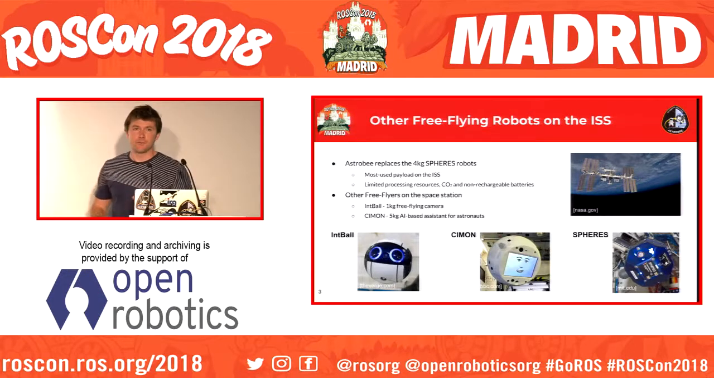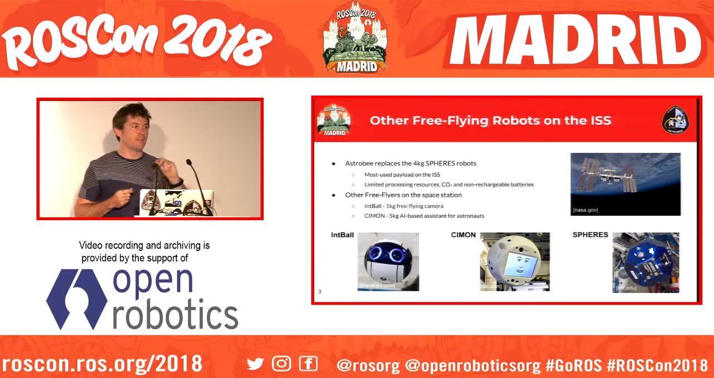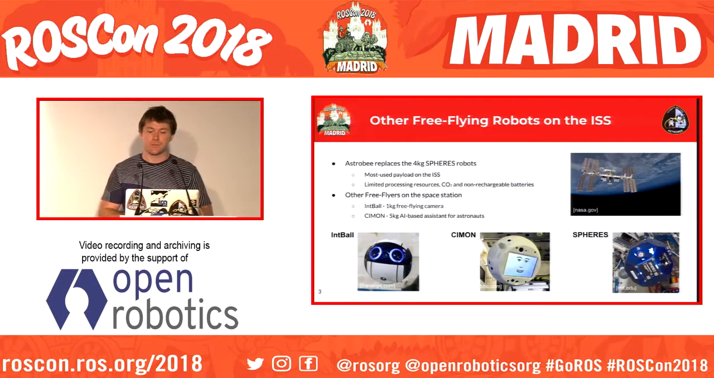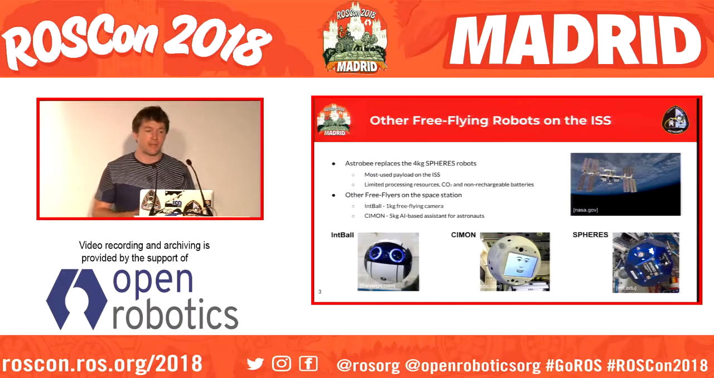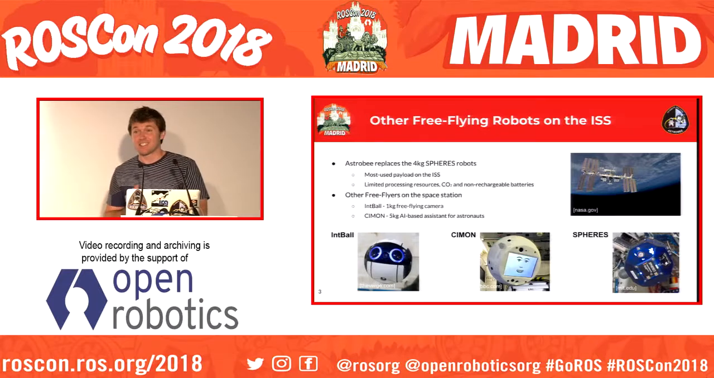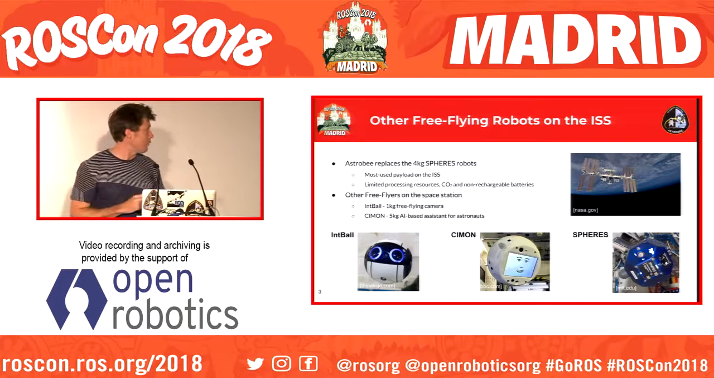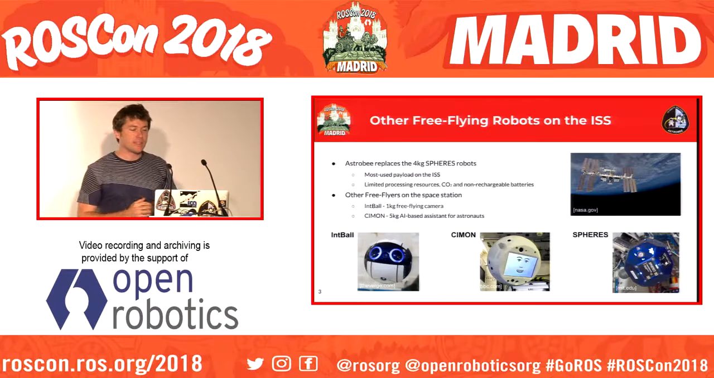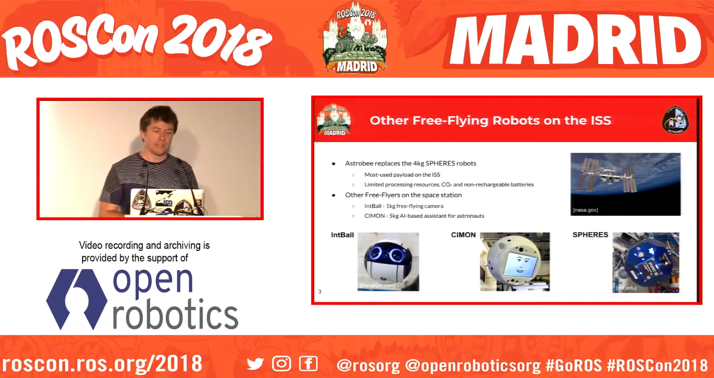So it's not the first free flyer on the ISS. In fact, there have been a couple. At NASA, the Spheres project has been very successful. It was a collaboration with MIT. And in fact, the Spheres robot, and you might have seen it before, the one at the bottom right, is actually the most used payload on the ISS.